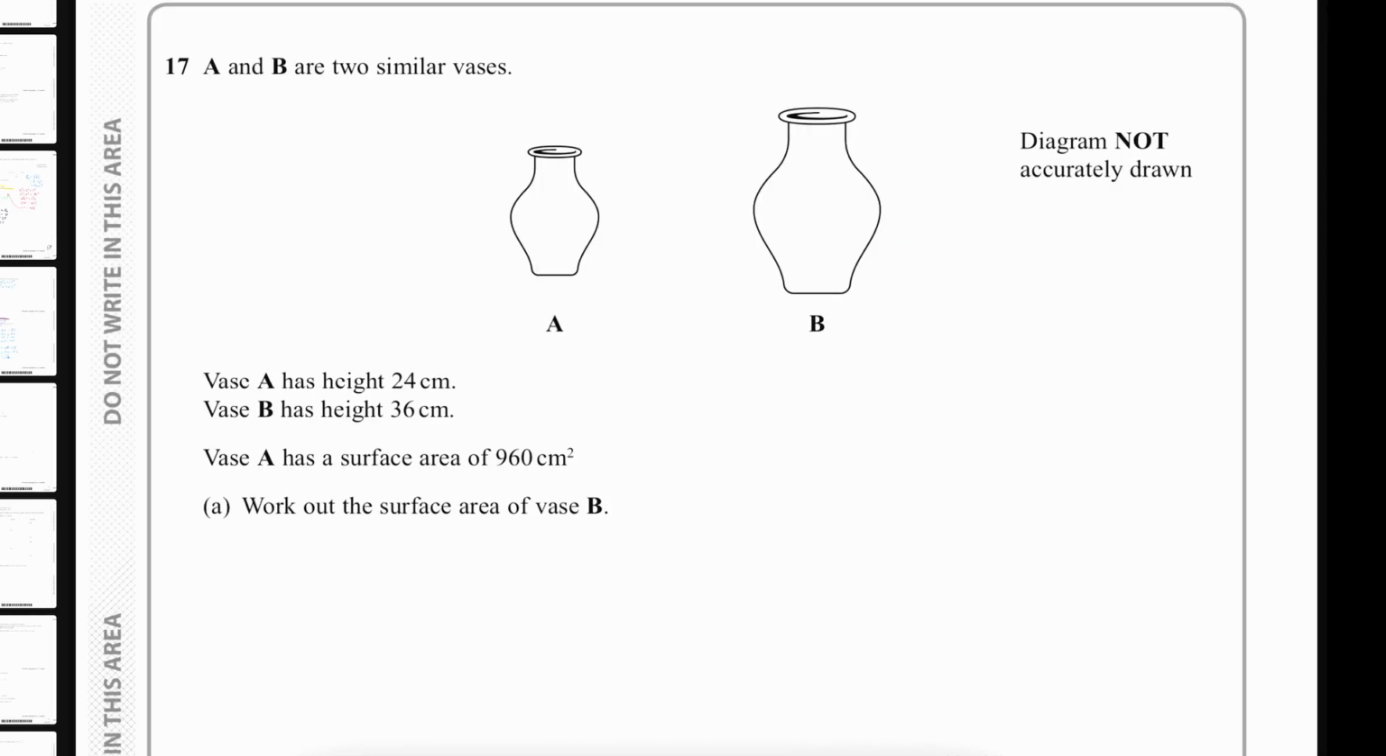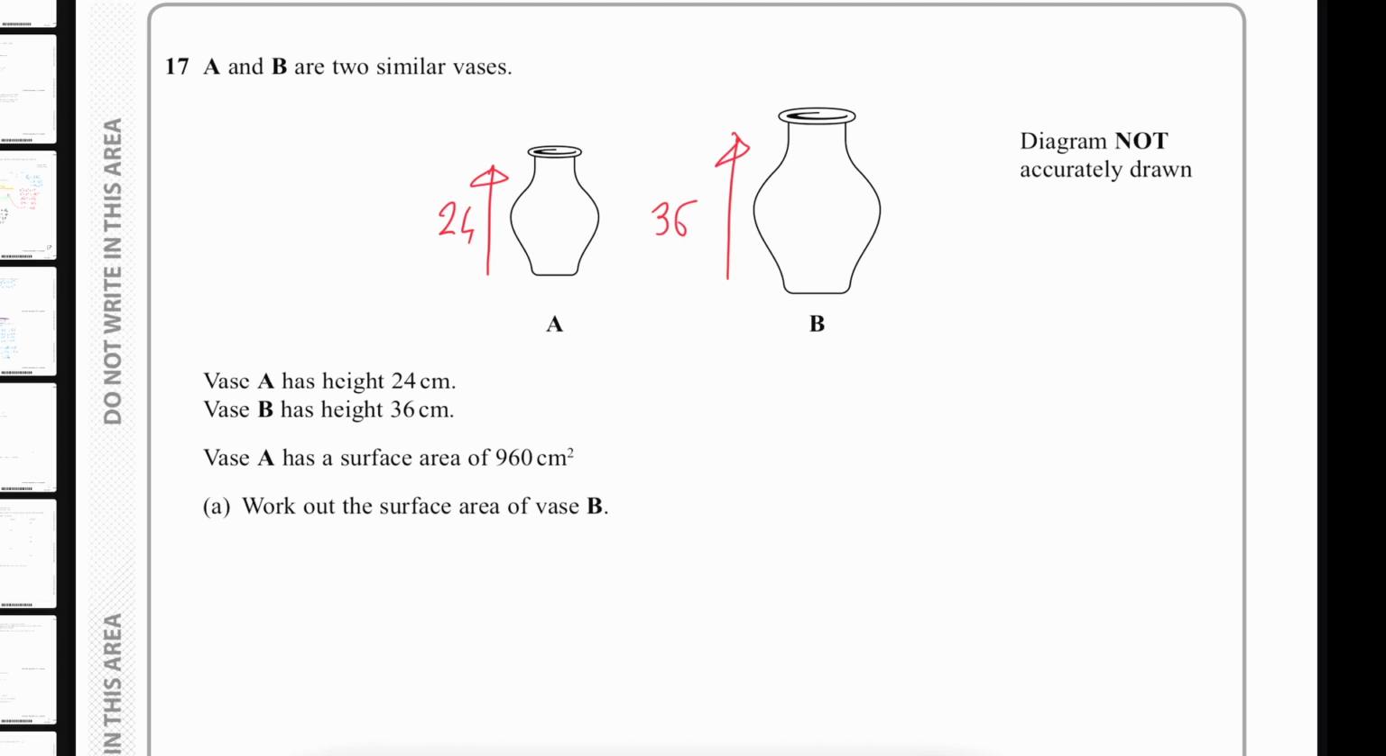Question 17 is a similar shapes question. So vase A is similar to vase B, and that just basically means that their proportions are the same. So vase A is 24 centimeters in height, and vase B is 36 centimeters in height. So looking at the question, vase A has a surface area of that, work out the surface area.